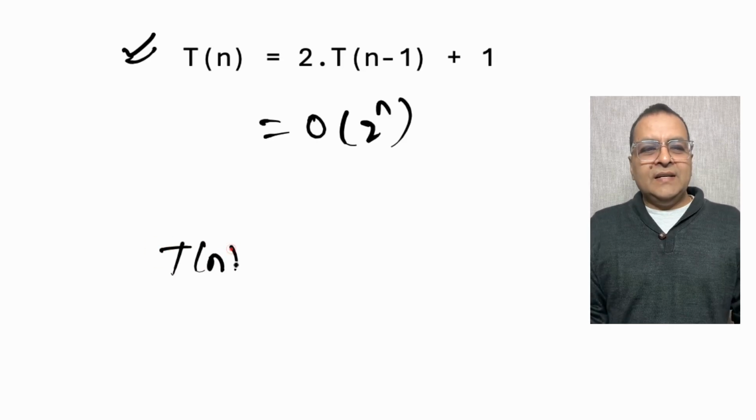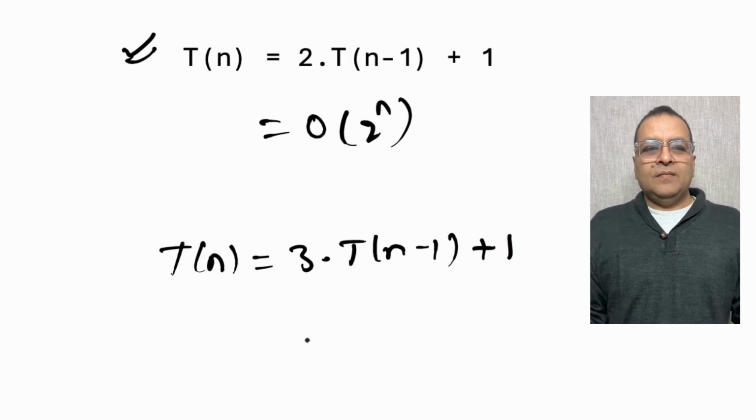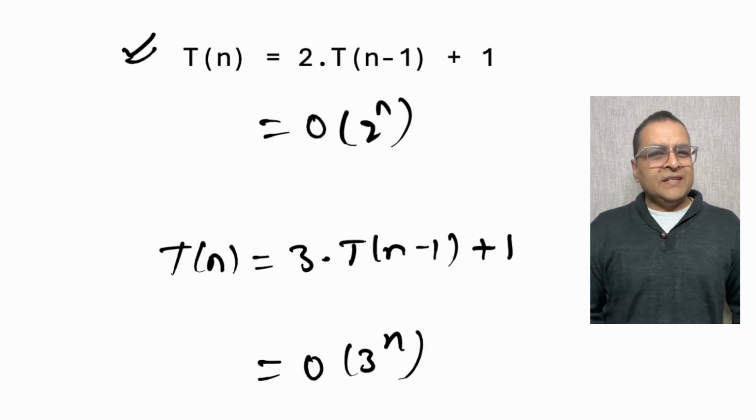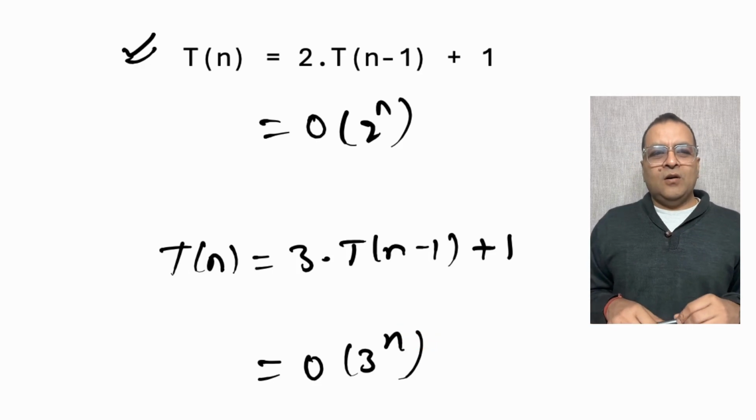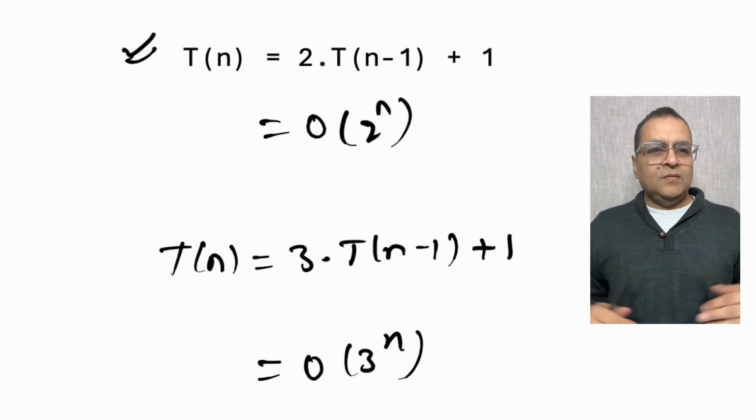What if the recurrence is T(n) = 3T(n-1) + 1? In this case, it will be order of 3 raised to the power n, because now the function is getting called 3 times, and if the first level has 1 node in the function call tree, then the next level will have 3 nodes. Can you solve it using the substitution method?